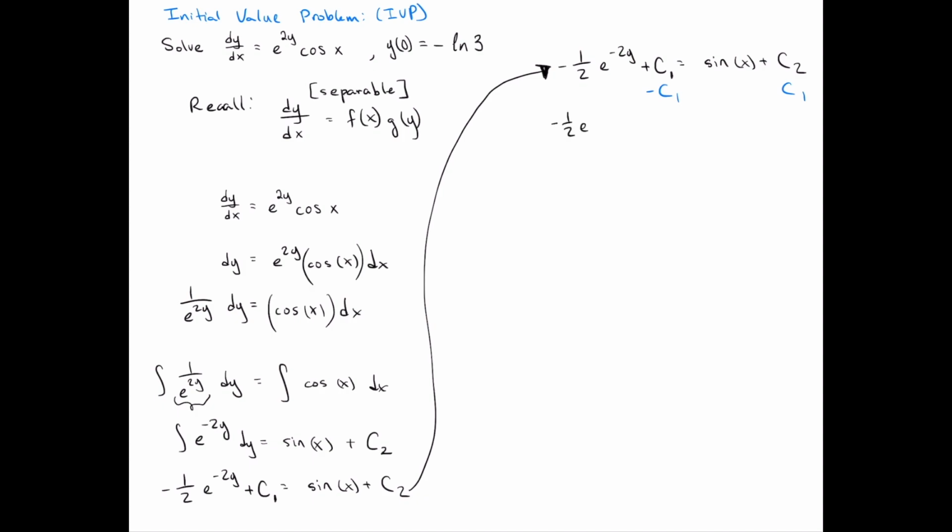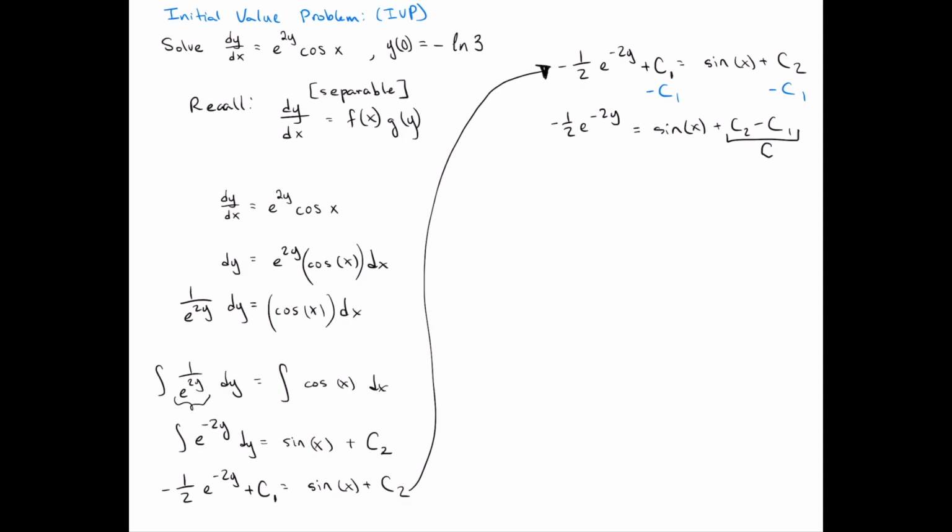So negative 1/2 e to the negative 2y power is equal to, on the right side, sine x plus c2 minus c1. We end up with this c2 minus c1. And because they represent two constants, we could just group them together and call them a c, so plus c.